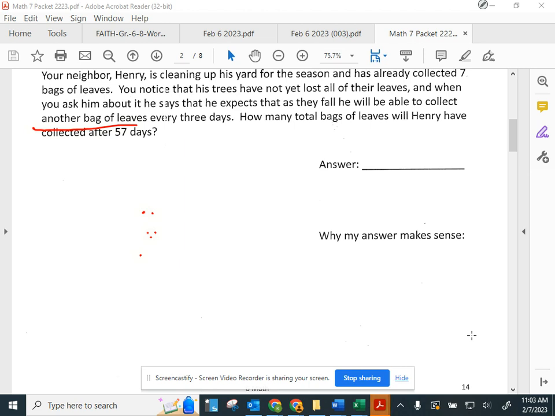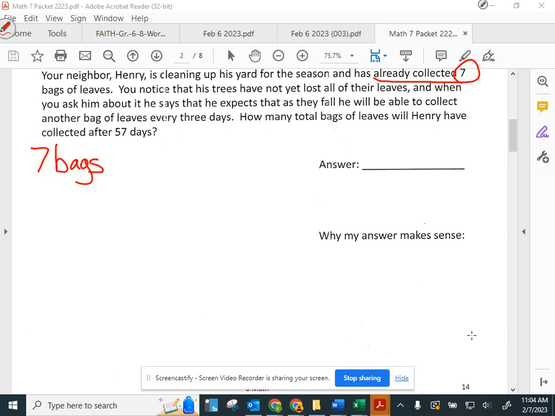Okay, so let's look at our next page. This time, your neighbor Henry is cleaning up his yard for the season and has already collected 7 bags. So we know we have those 7 bags just sitting out there. And then he says he still has leaves in his trees, and he's thinking about every 3 days he'll be able to collect another bag of leaves, because that wind's going to blow and more leaves are going to fall.